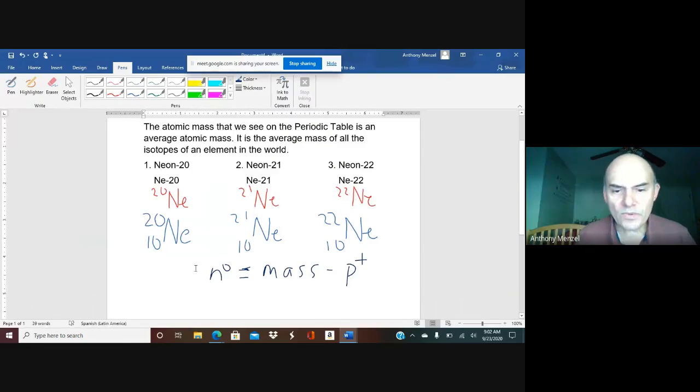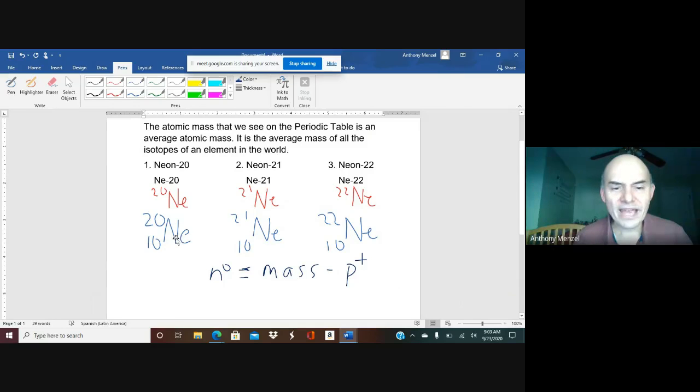So if we know that this equation now represents the number of neutrons, n0, and it's 0 because the neutrons give no charge to the atom, equals the mass, and that's not the average atomic mass on the periodic table, but the mass of the isotope, minus the number of protons, P positive, because the protons have a positive charge, we can now calculate, based on our isotope notation, the number of neutrons.